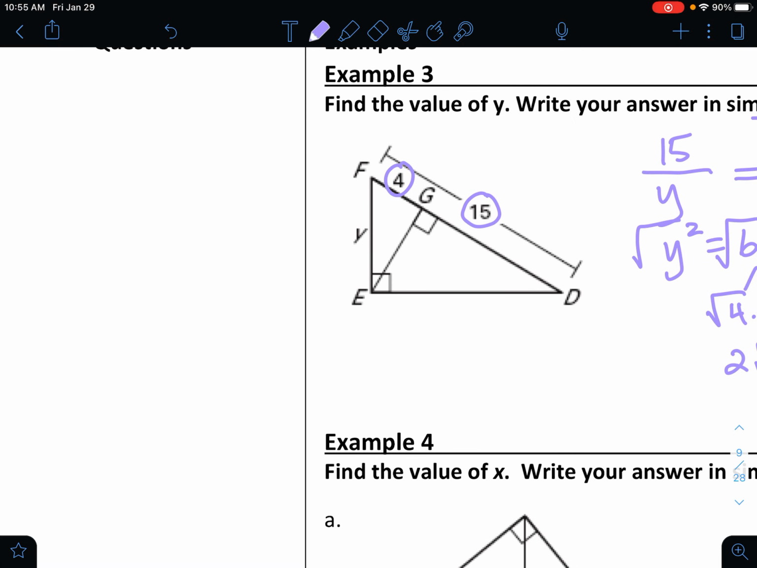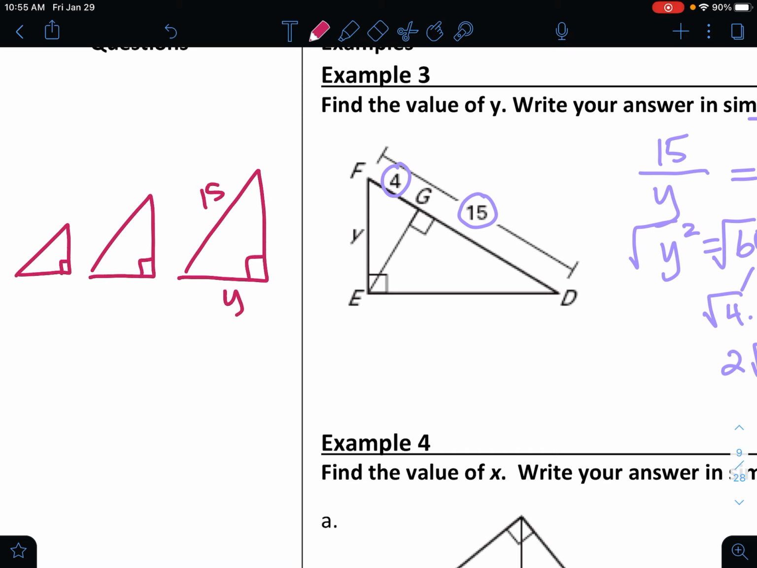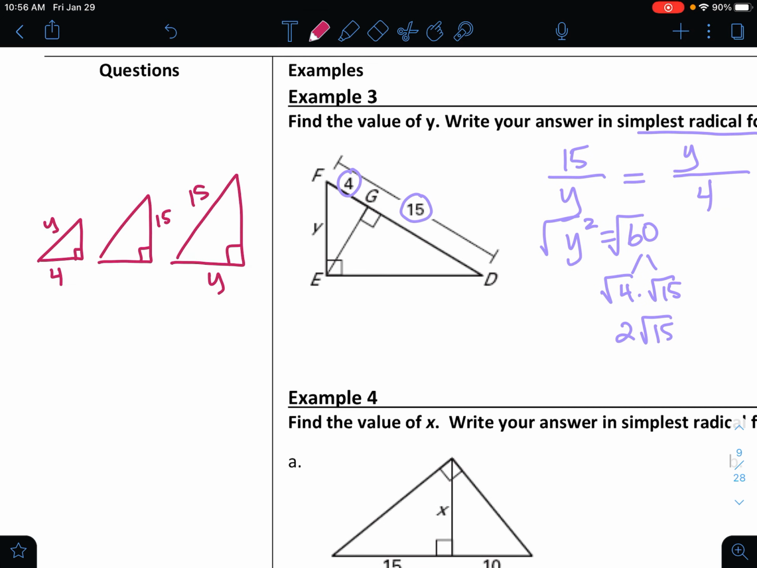Okay, I just want to take a second to show you, you could possibly rewrite and re-sketch these triangles if you wanted to. So I could re-sketch the small triangle, medium triangle, and large triangle, and then add what I can see. In the large triangle, I can see the hypotenuse is 15, and then I've got y. In the medium triangle, my 15 is one of the legs. And in the small one, the hypotenuse is y, and the leg is 4. So it just takes a little bit of getting used to.